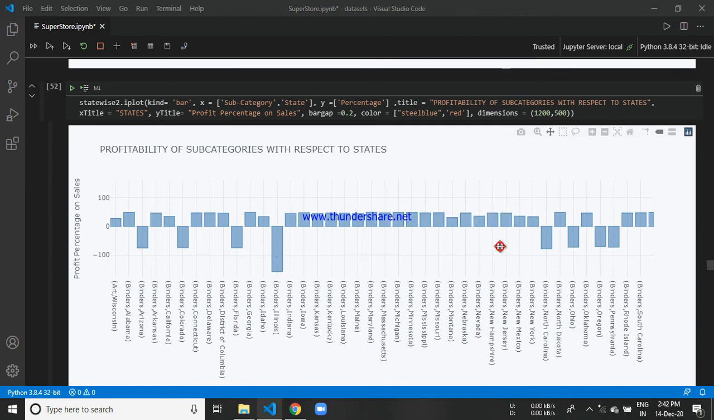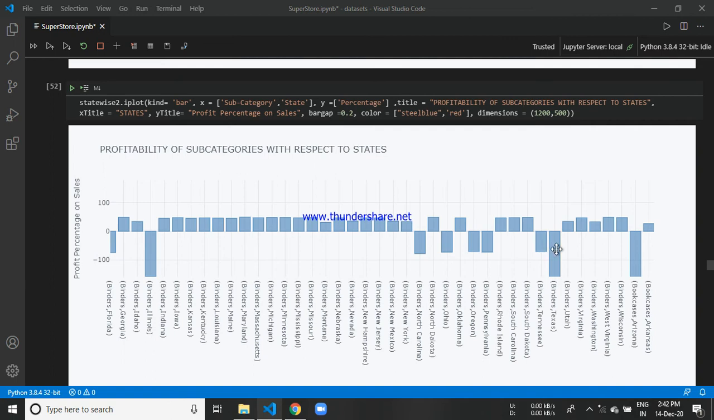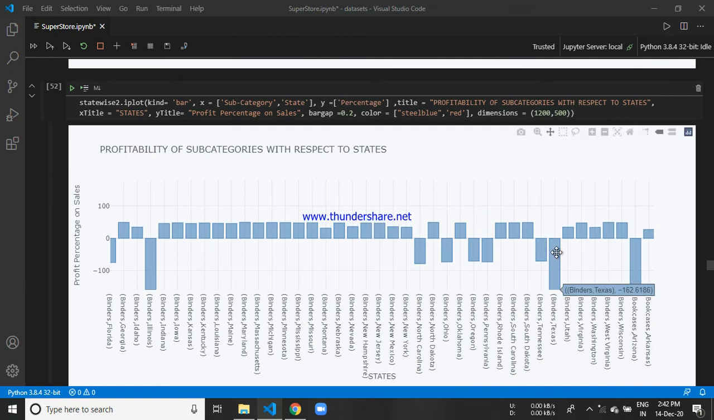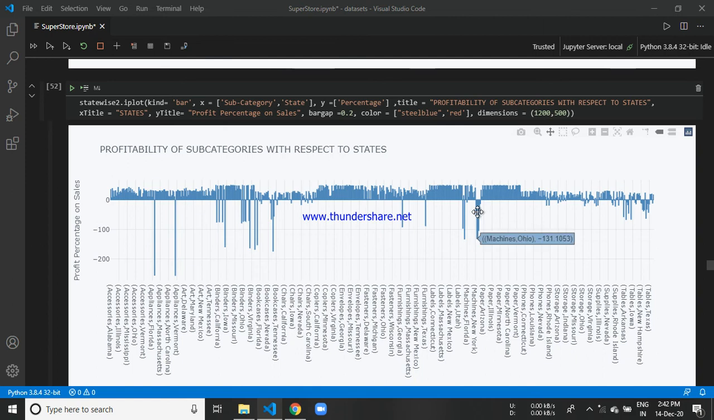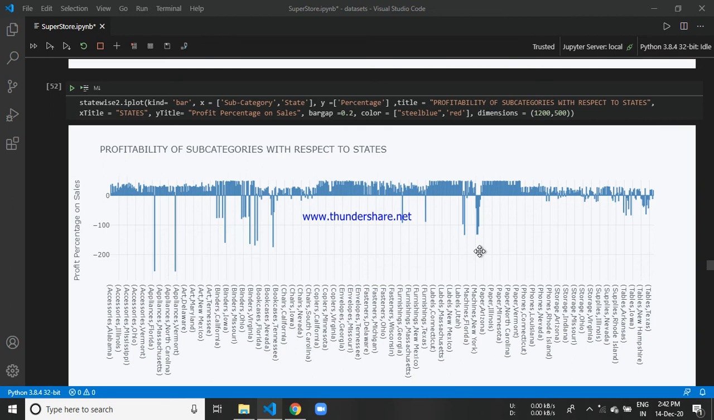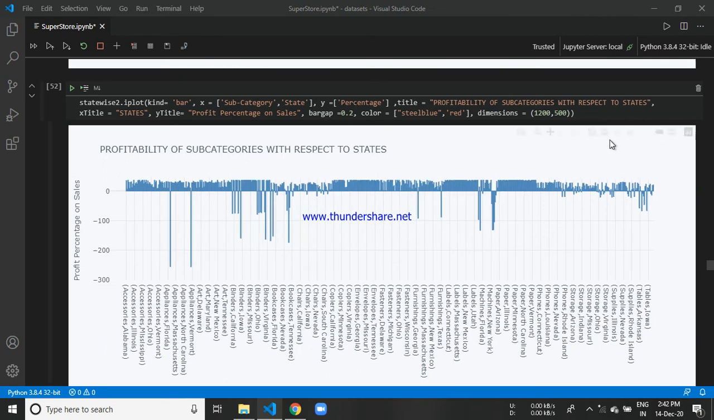Illinois is bad and Texas is bad. See, this is Texas. As you can see, binders in Texas is showing minus 162 percent profit. You should be giving more emphasis on this. This is just not for binders. This data represents the whole analysis, so you can analyze this data with each and every subcategory. These machines in Ohio are showing bad, but if we see the machines, wait a second.